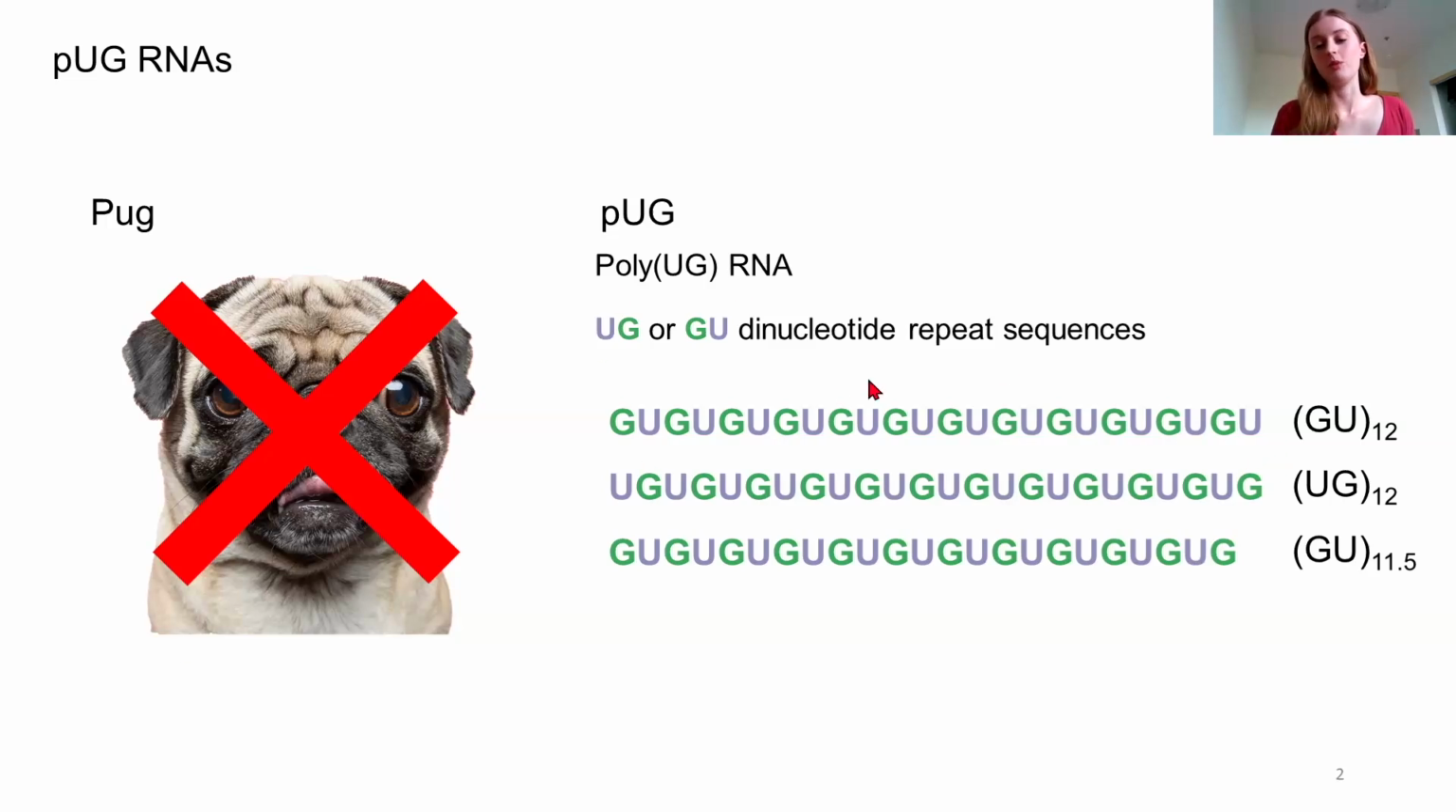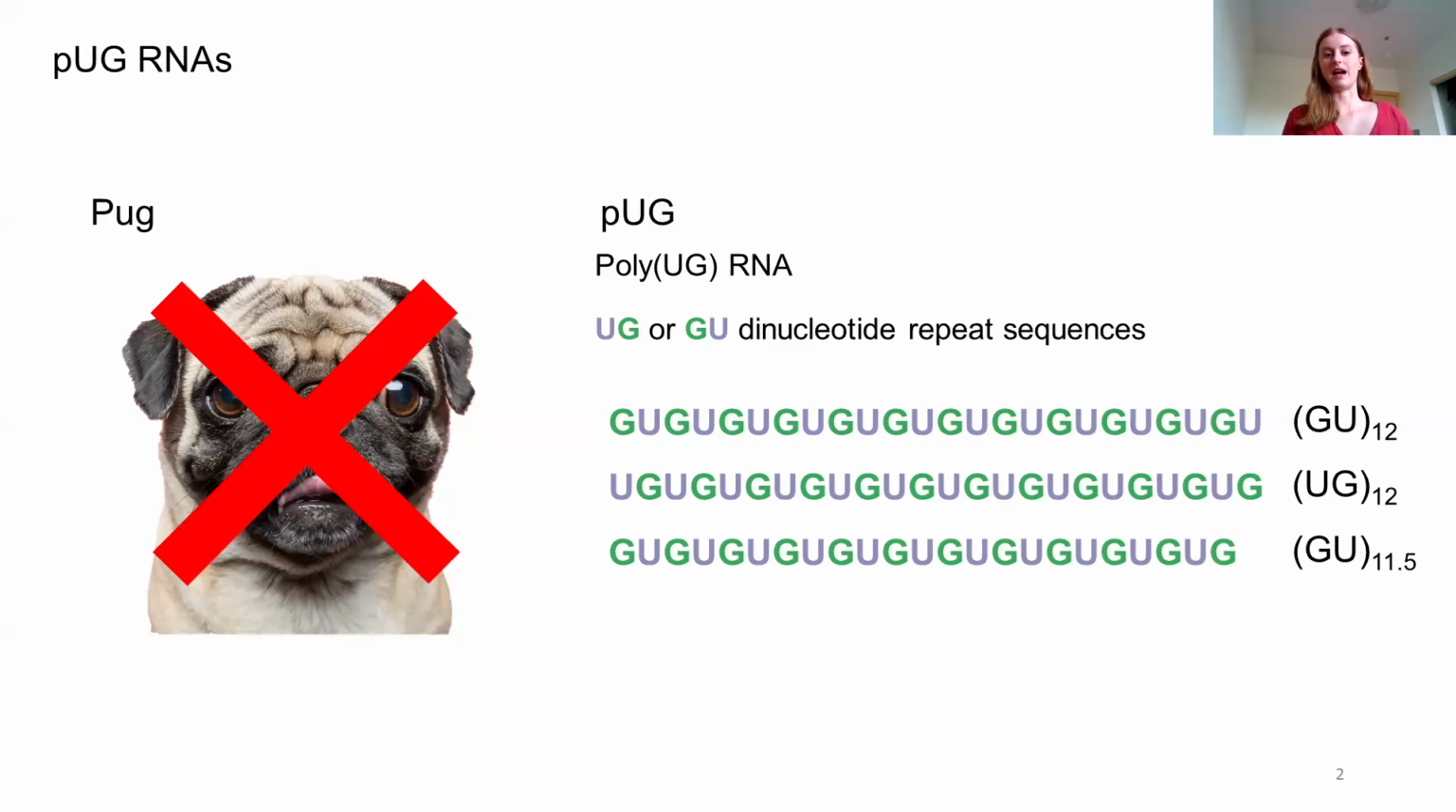Just a little bit about the nomenclature you'll see throughout this presentation. They can be either orientation, GU or UG, and you can have this little number here on the end, which indicates the number of repeats, 12 in both cases here, or you could have a half repeat, meaning we have 11 complete repeats, and then a single G on the end in this case, an incomplete repeat at the end.